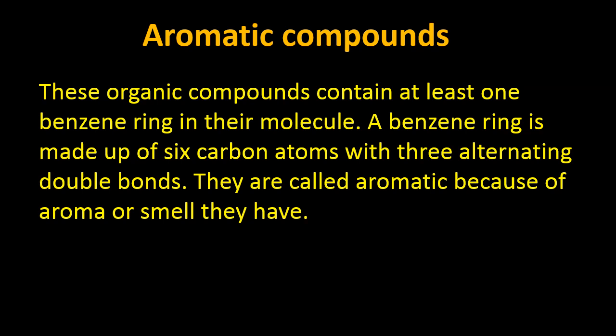These organic compounds contain at least one benzene ring. Please memorize it: aromatic compound means that they contain one benzene ring. A benzene ring is made up of 6 carbon atoms with 3 alternating double bonds. They are called aromatic because of the aroma or smell they have. They are also known as benzoid compounds.